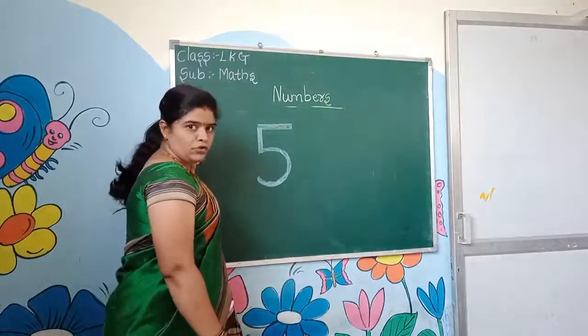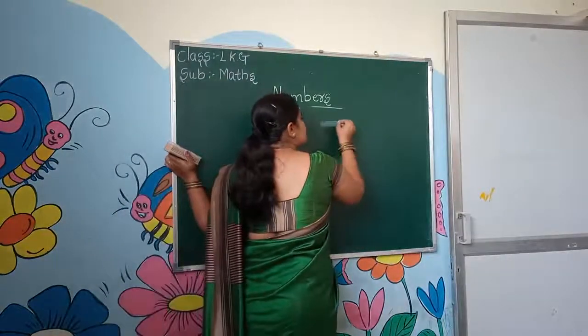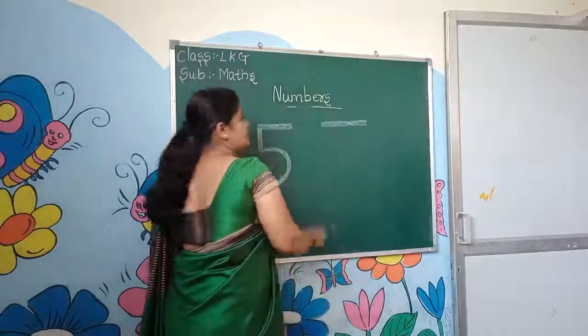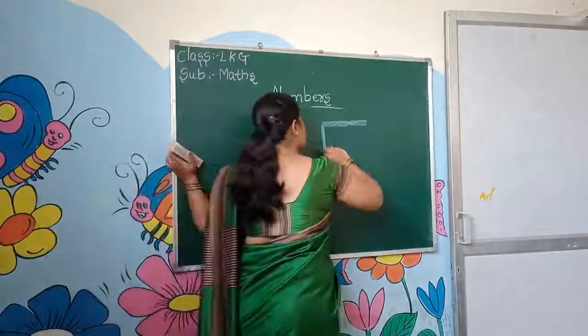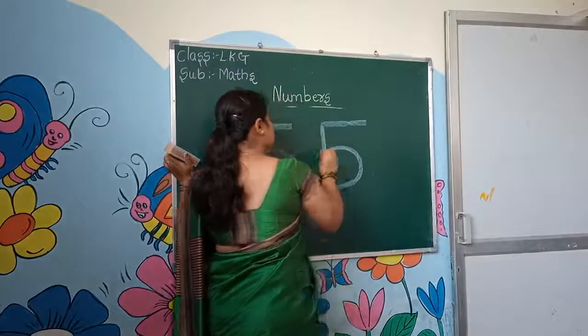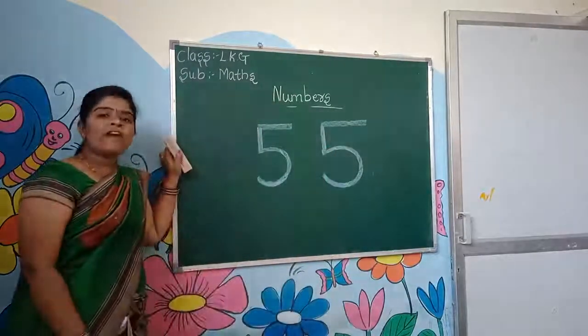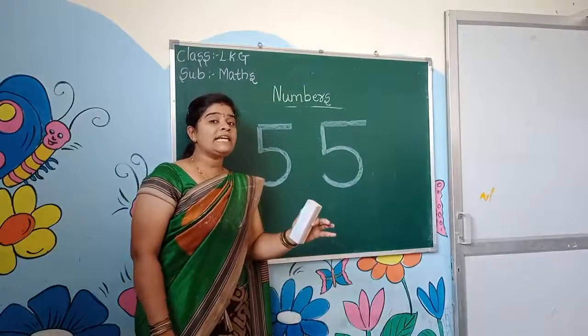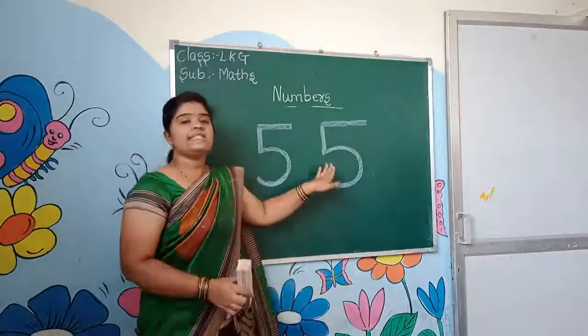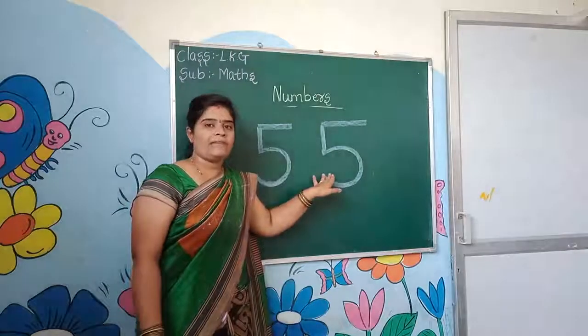Once again, I show you, children. Sleeping line. Standing line. And just one curve. This is our number 5. After the 4, which number will come? Yes, that is number 5.